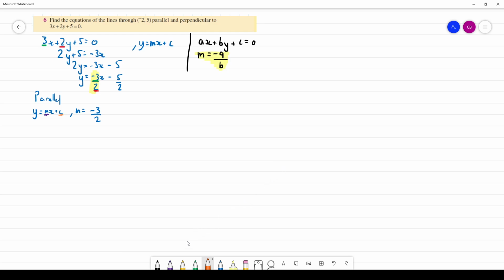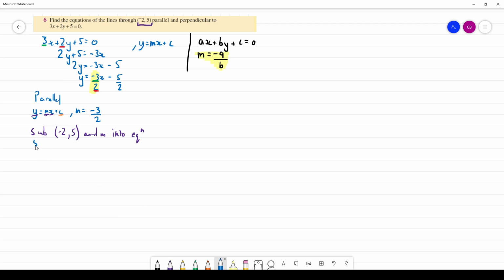If we want c, that means we must know m, y, and x. Luckily, we've got our coordinate up here. That is an x and a y value. So if we can sub in the y value, the m value, and the x value, we can calculate c. And then we'll have an equation that we can write. So I'm going to write down: sub (-2, 5) and m into the equation. Let's do that.